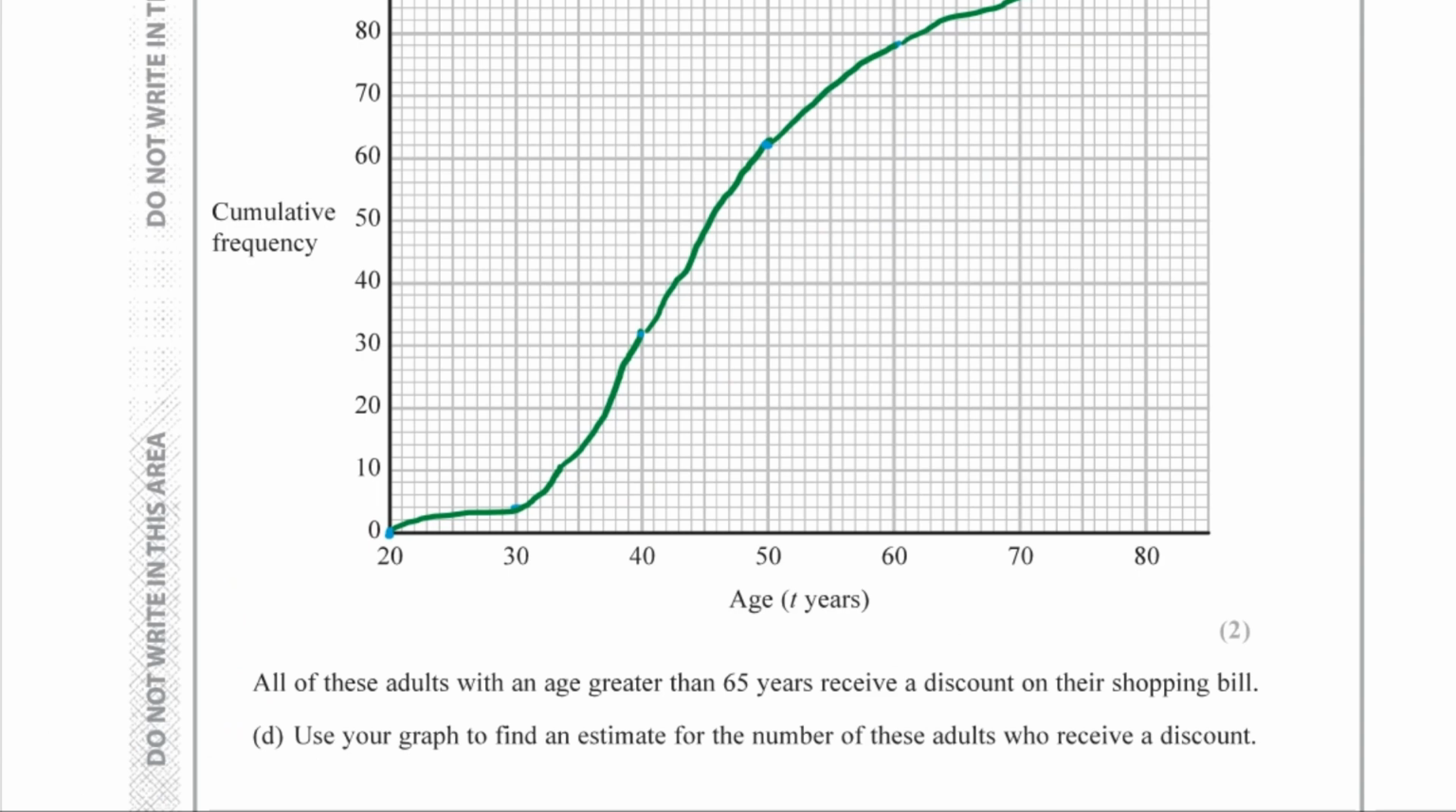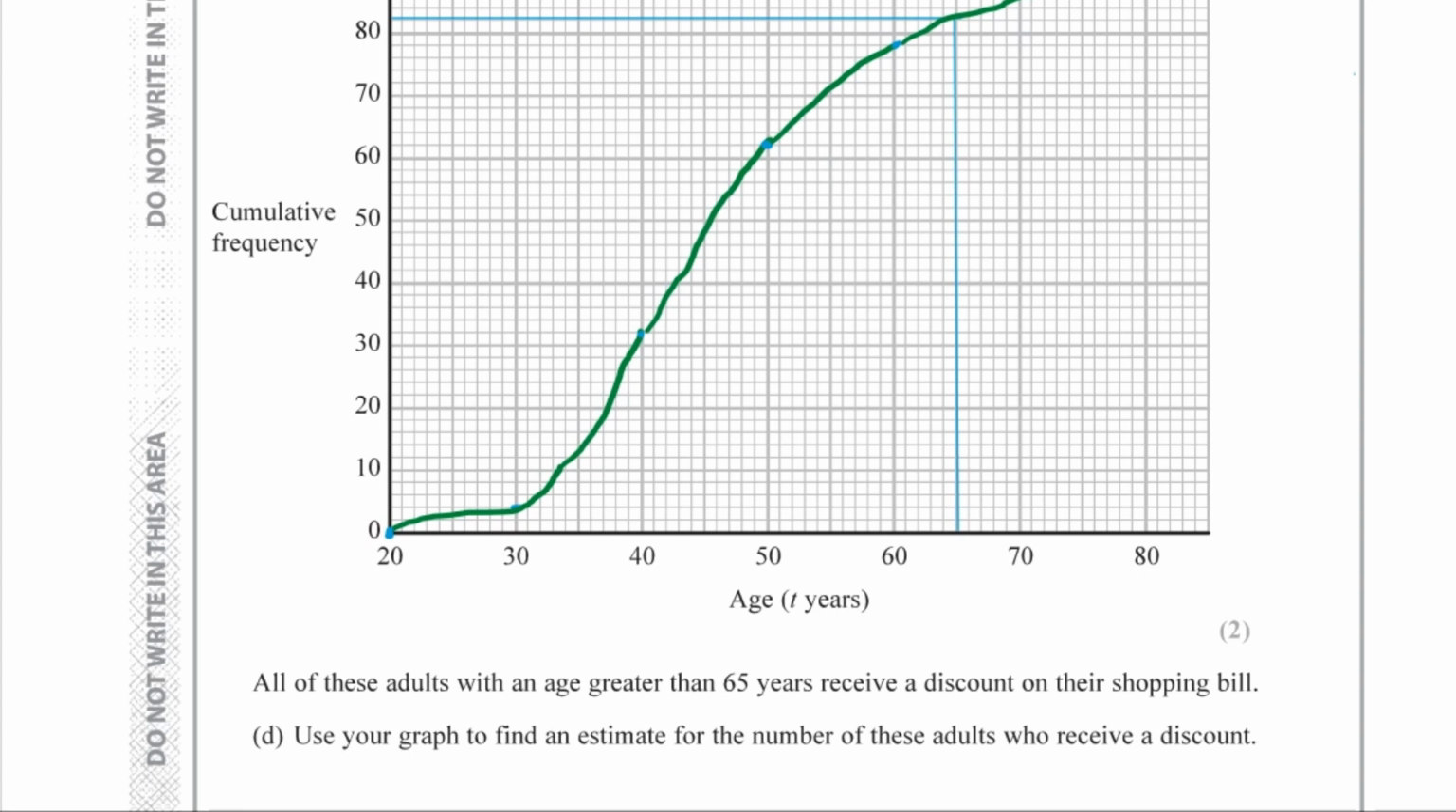In this next section, it says all of these adults with an age greater than 65 years old receive a discount on the shopping bill. Use your graph to find an estimate for the number of these adults who receive a discount. So 65 will be between 60 and 70. We can draw a straight line here to see where we meet our graph. It seems like we meet the graph around 82. Just to confirm this, we're going to draw a line from 82 to the graph.